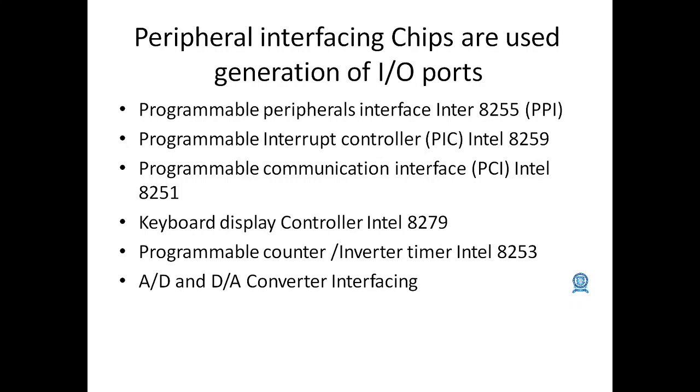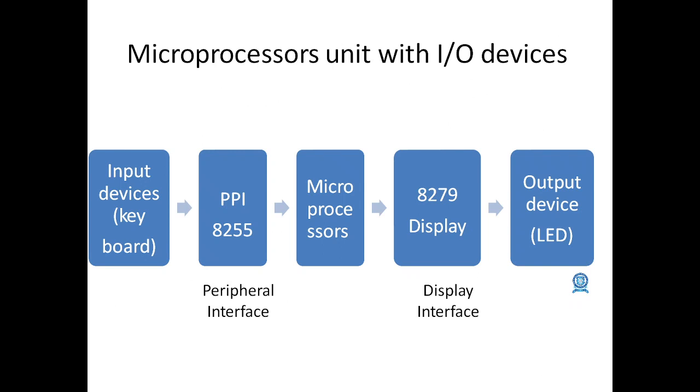Peripheral interfacing chips are used in the generation of input-output ports. The Programmable Peripheral Interface Intel 8255 PPI, Programmable Interrupt Controller PIC Intel 8259, Programmable Communication Interface PCI Intel 8251, Keyboard Display Controller Intel 8279, Programmable Counter Timer Intel 8253, A to D, D to A Converter Interfacing. Microprocessor units with input-output devices: the input devices keyboard, PPI 8255, microprocessor and 8279 display, and the signal is sent to the output device LED.